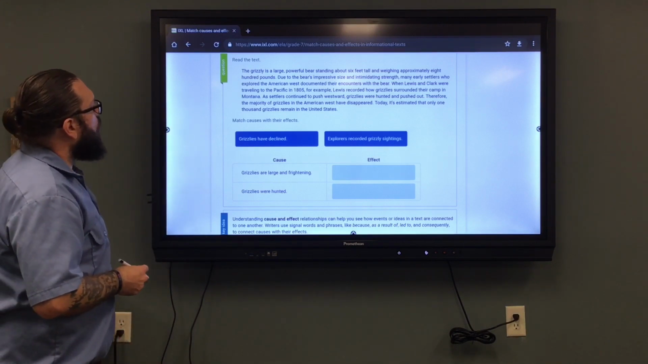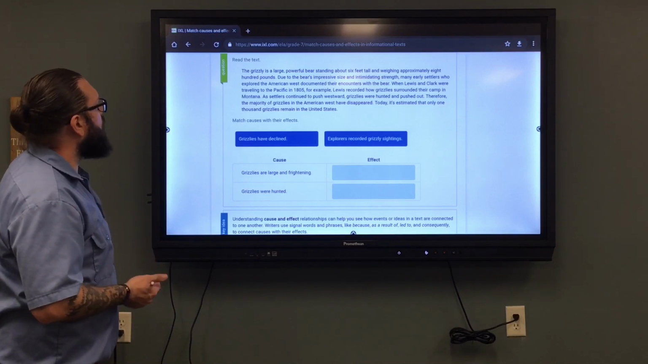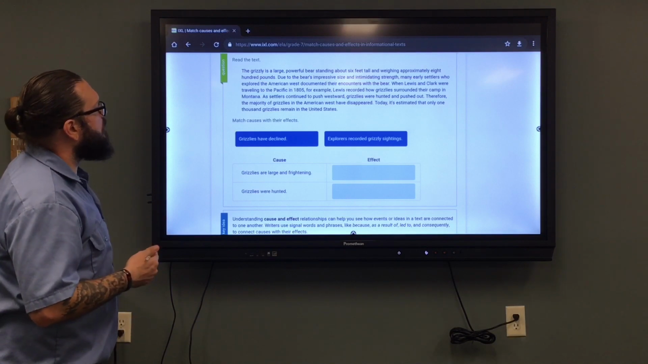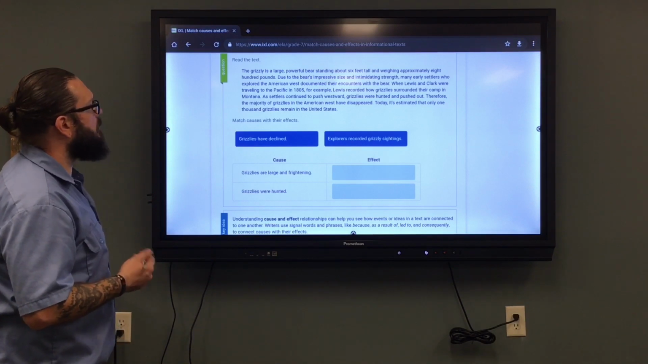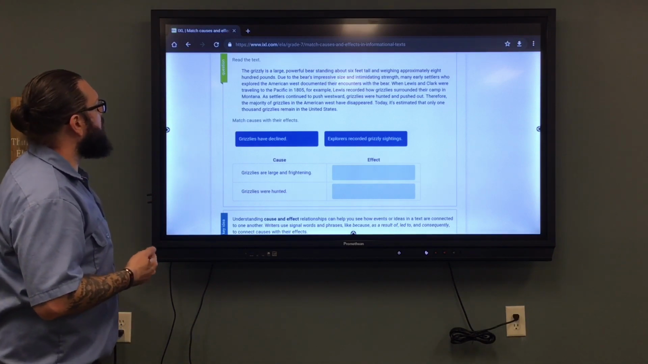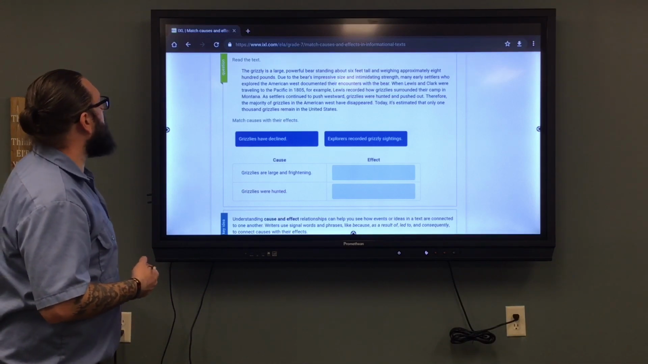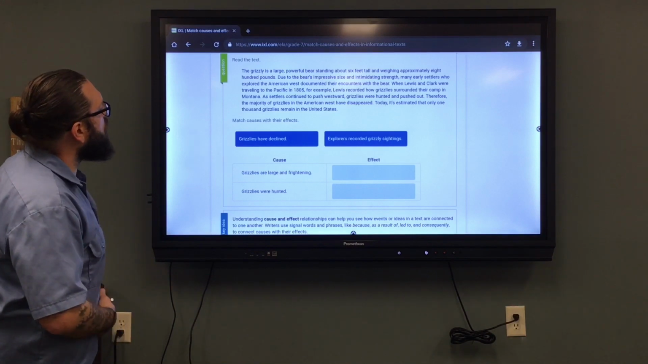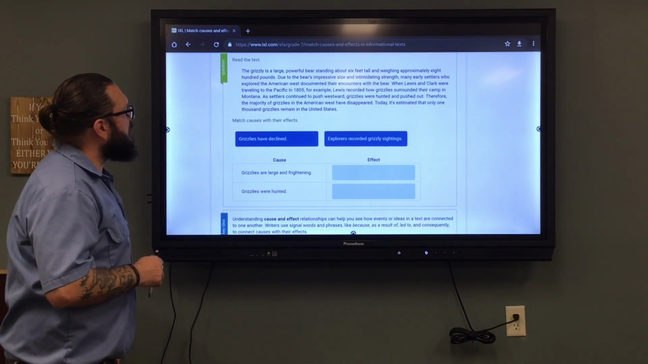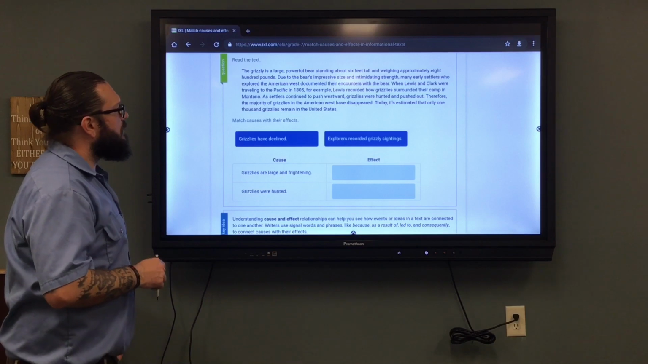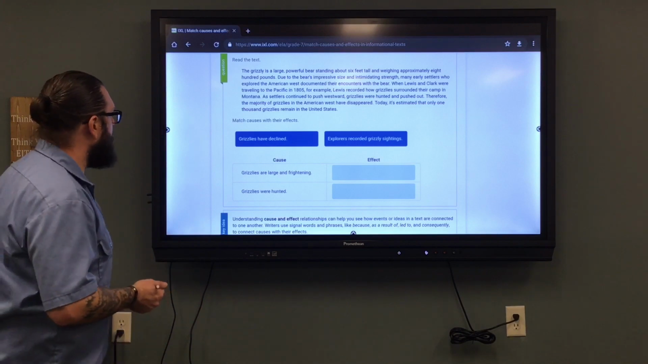The grizzly is a large, powerful bear standing about 6 feet tall and weighing approximately 800 pounds. Due to the bear's impressive size and intimidating strength, many early settlers who explored the American West documented their encounters with the bear. When Lewis and Clark were traveling to the Pacific in 1805, for example, Lewis recorded how grizzlies surrounded their camp in Montana. As settlers continued to push westward, grizzlies were hunted and pushed out. Therefore, the majority of grizzlies in the American West have disappeared. Today, it is estimated that only 1,000 grizzlies remain in the United States.